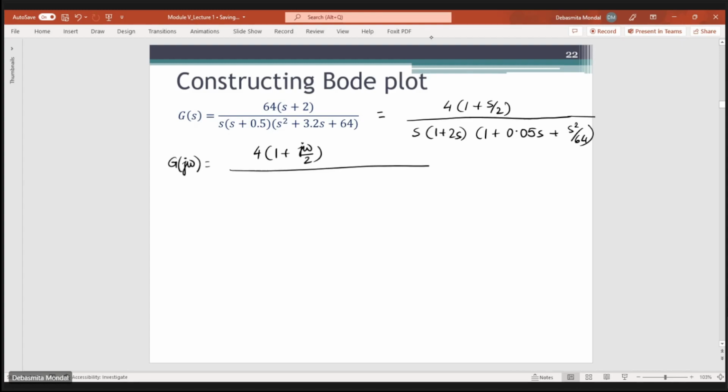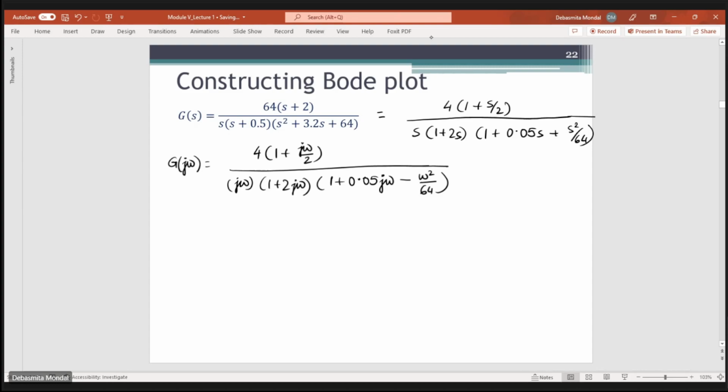Then in the denominator you have j omega, 1 plus 2 j omega and 1 plus 0.05 j omega minus omega square by 64. Okay. So we have expressed it in terms of this first order factor, second order factor, integral factor and all this. So then the next step is that you have to identify the corner frequencies. And we have to identify the factors of the transfer function in the order of occurrence in the frequency.